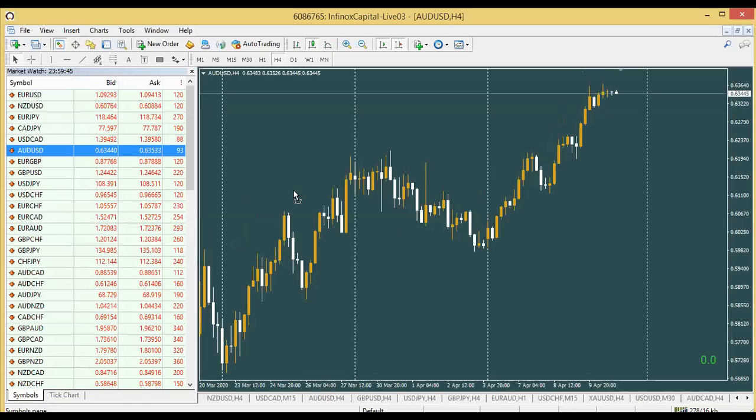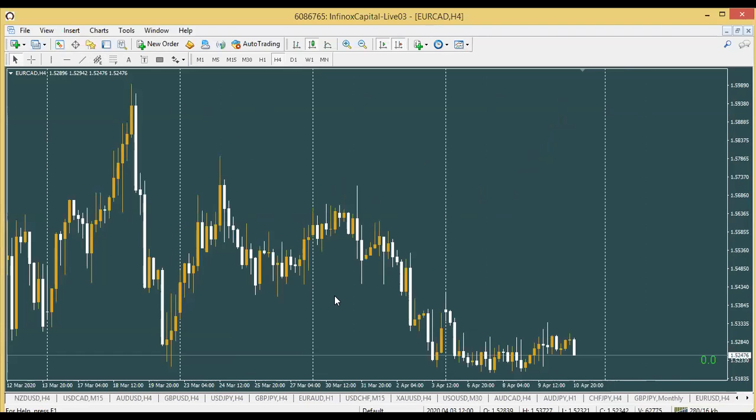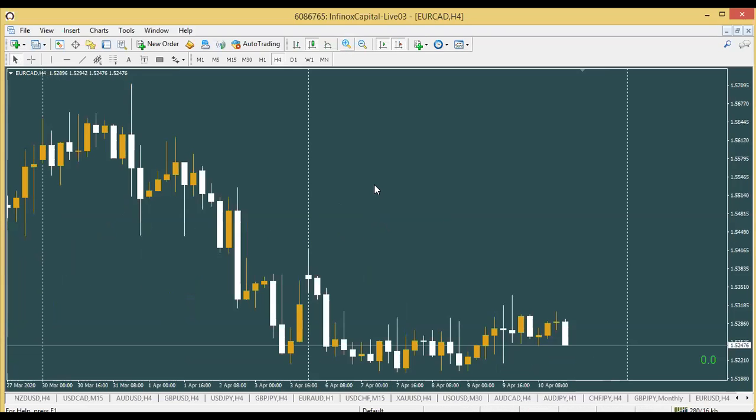Let me check Euro Canada. Okay, beautiful. Look at this Euro Canada. See how jagged the thing is. Can we say this is a bullish or bearish trend? Seriously, look at this now. Can we say this is a bearish trend? If it's bullish, put bullish. If it's bearish, put bearish. Look at it very well. Let me expand the chart for you. Is it a bullish trend or a bearish trend? Okay, bullish, bearish, bullish, bearish.